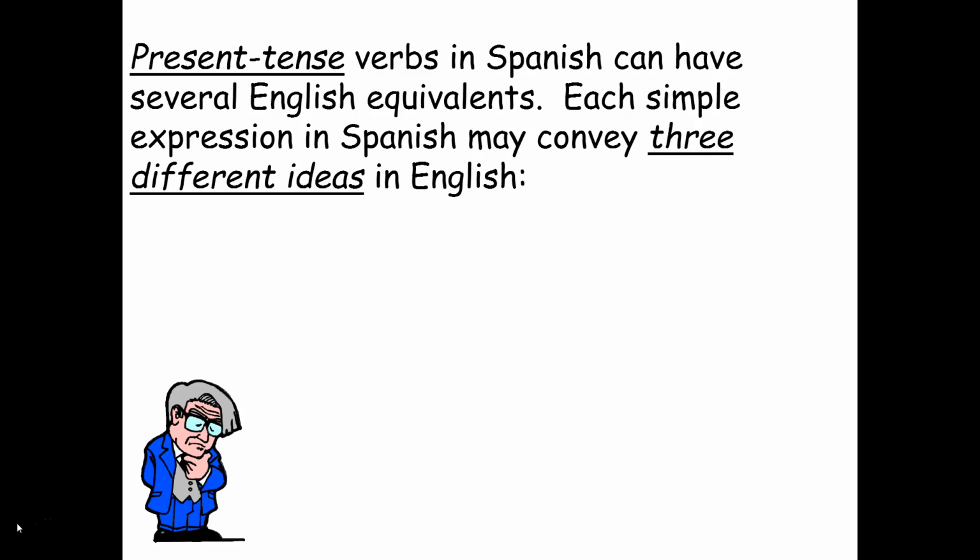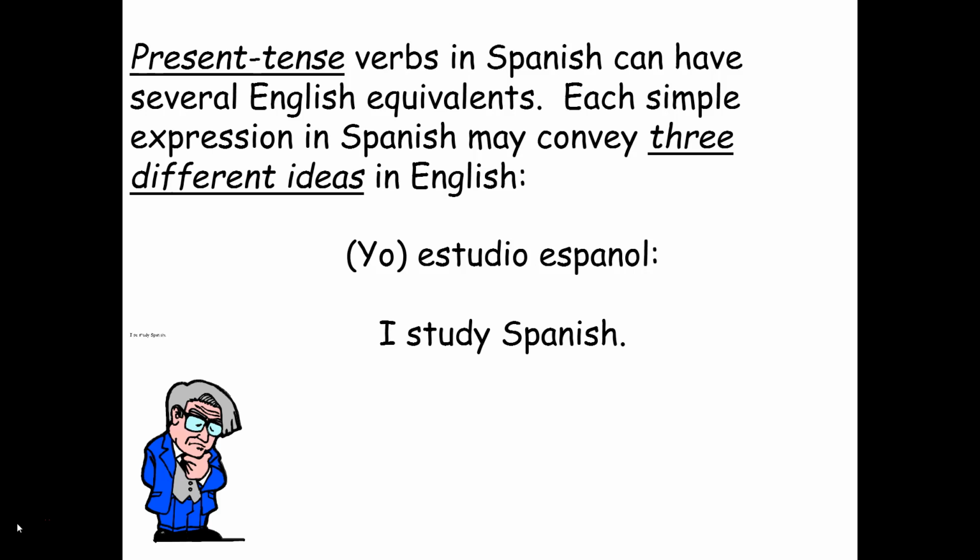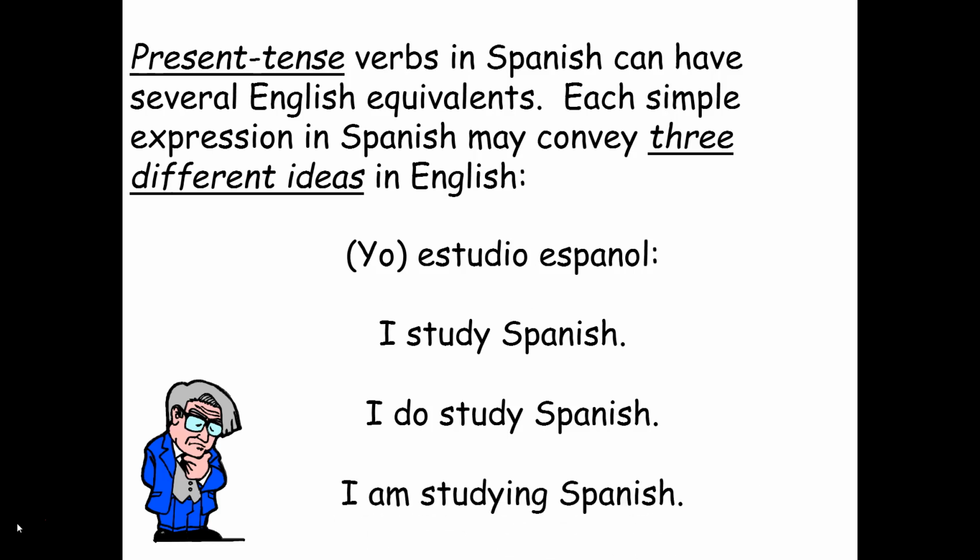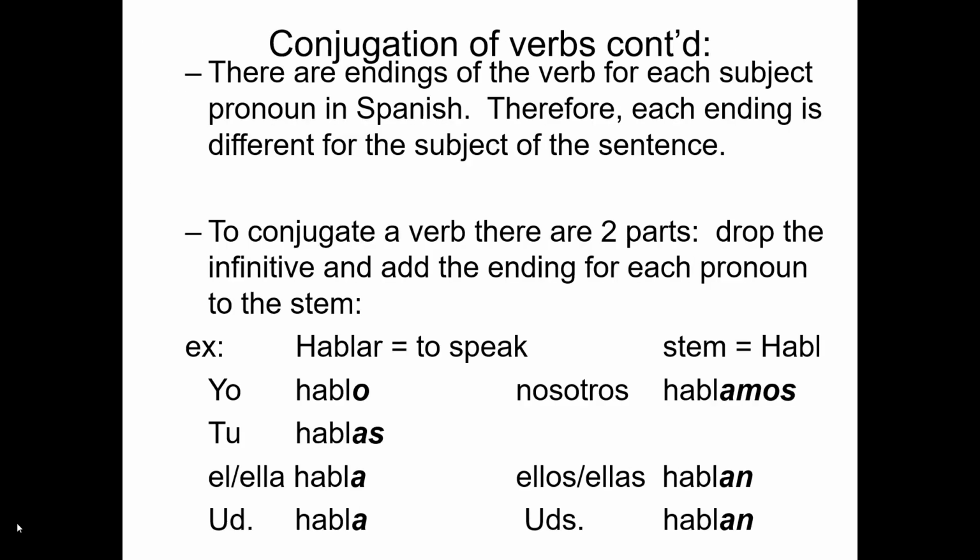Spanish can have several English equivalents. Each simple expression in Spanish may convey three different ideas in English. For example, yo estudio español, which is I study Spanish, or I do study Spanish, or I am studying Spanish. So these three ideas are important, so you know when you're conjugating a verb, you cannot only mean one thing, but several things at the same time.